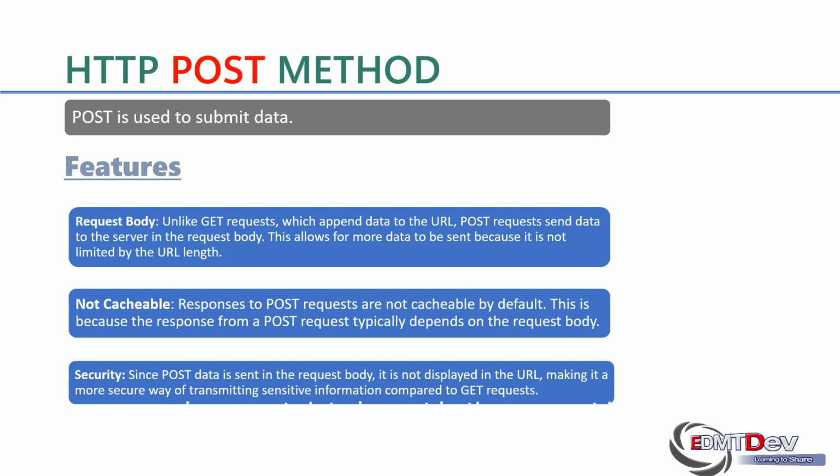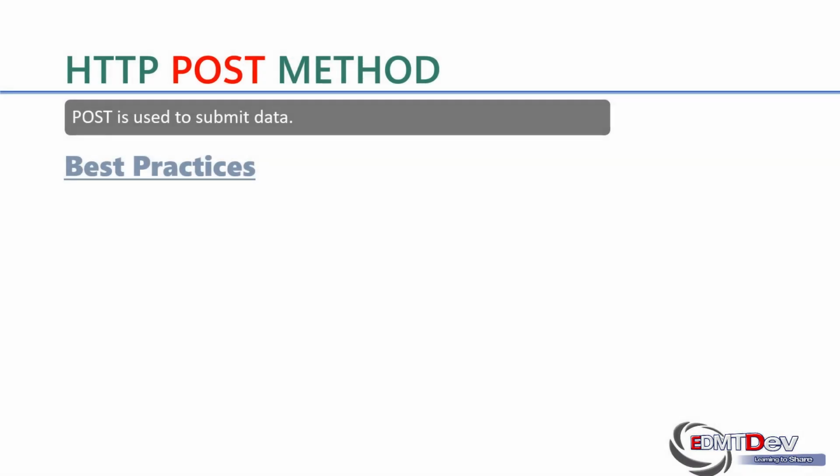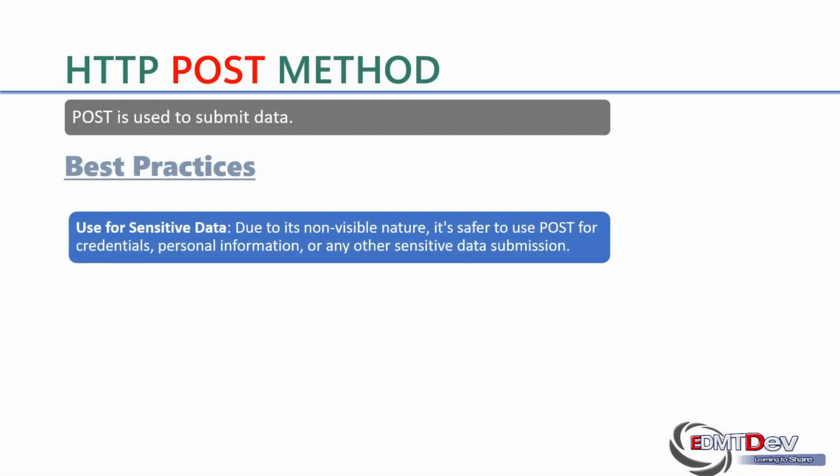Security. Since POST data is sent in the request body, it is not displayed in the URL, making it a more secure way of transmitting sensitive information compared to GET requests. Use for sensitive data, due to its non-visible nature. It's safer to use POST for credentials, personal information, or any other sensitive data submission.